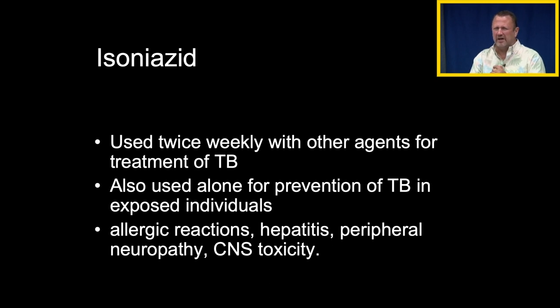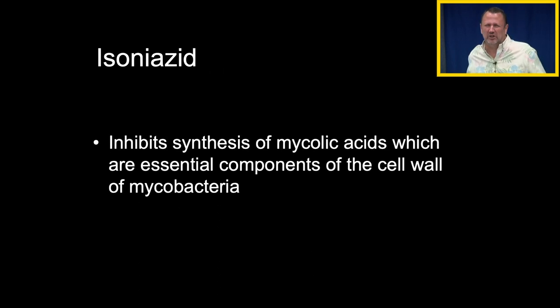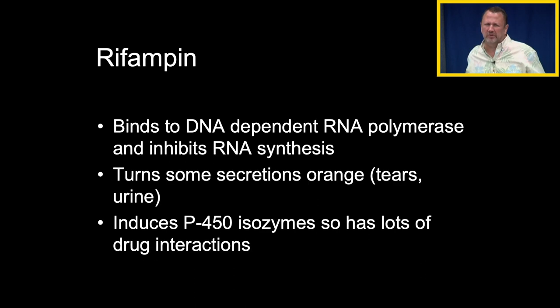Isoniazid, a first-line agent, can be used alone or in combination. TB that's resistant to isoniazid and rifampin is considered drug resistant tuberculosis, multi-drug resistant tuberculosis. But what I want you to remember about isoniazid is that it's a first-line treatment, but it does cause peripheral neuropathy.